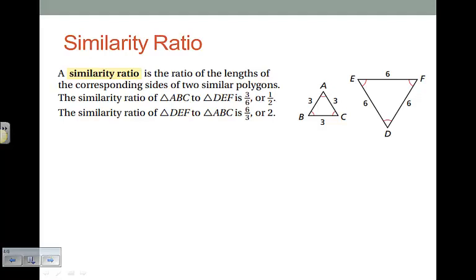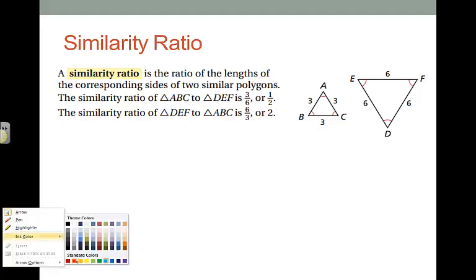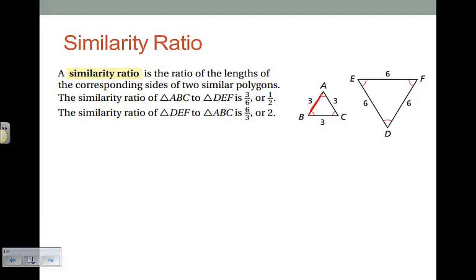A similarity ratio is the ratio of the lengths of the corresponding sides of the two similar polygons. So in the previous example, the similarity ratio was 1 to 2, or 1/2. Here, if we take one corresponding side, this side here, and we do the ratio A to B as D to E, that would be corresponding to each other. So if we do 3/6, our similarity ratio is 1/2.